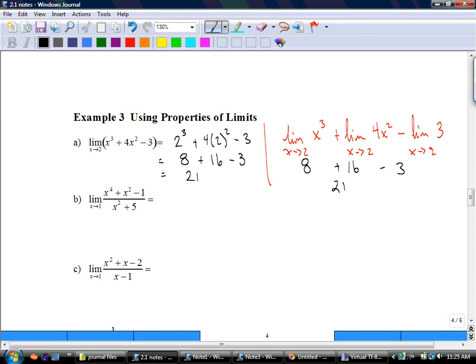The third way you could do this is to graph it on your calculator and hit the trace button and arrow around 2 and see what your y values get close to. The fourth way, type it in your graphing calculator and use the table command to see what your y values get close to when your x values are 2. B, what can you do here?